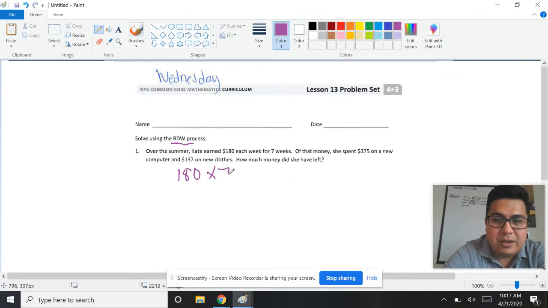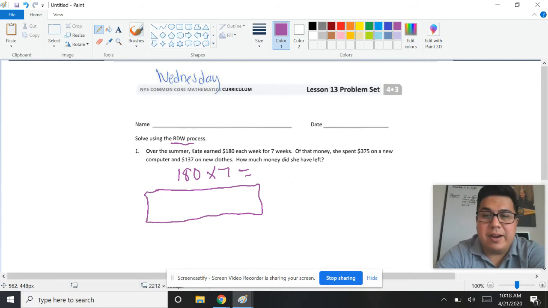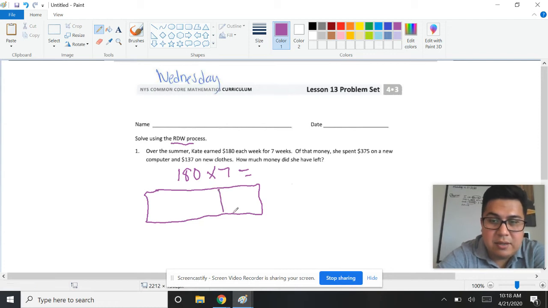Times 7 should give us our total of how much he made over the 7 weeks. But that's not the full question, right? They want us to find out of that money, she spent $375 on a computer and $137 on new clothes. So if she spent money, that means she's going to have what? Less money.